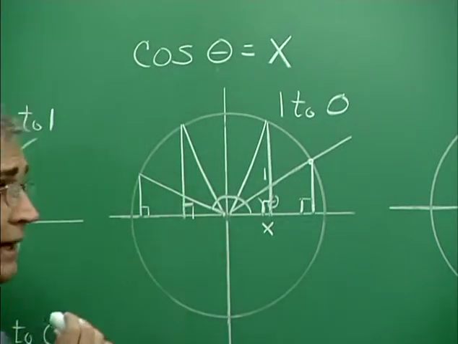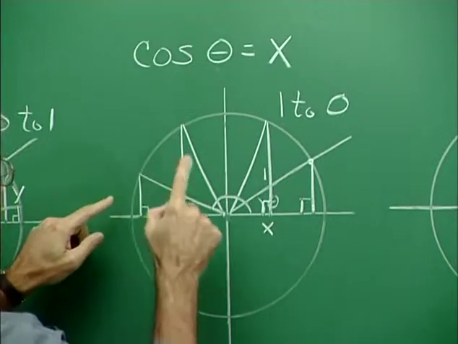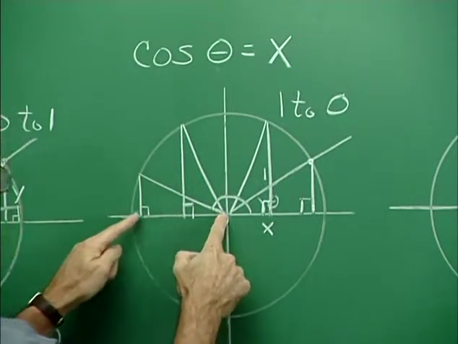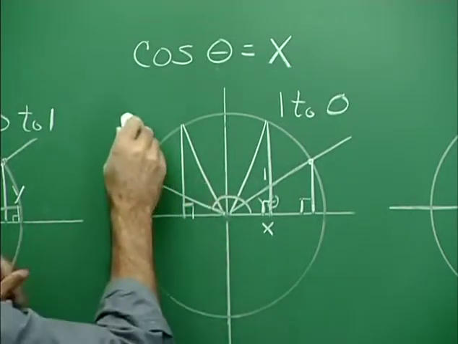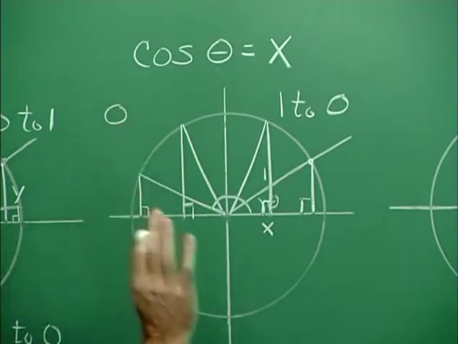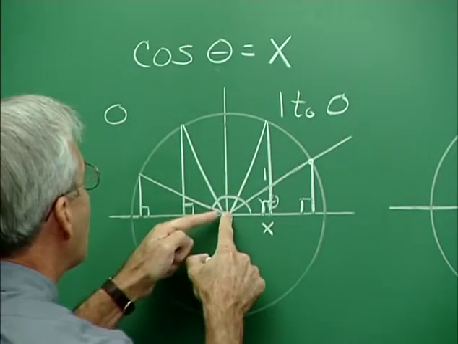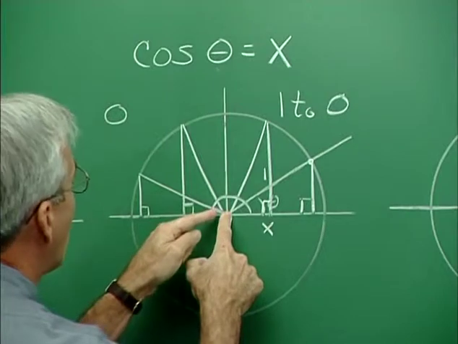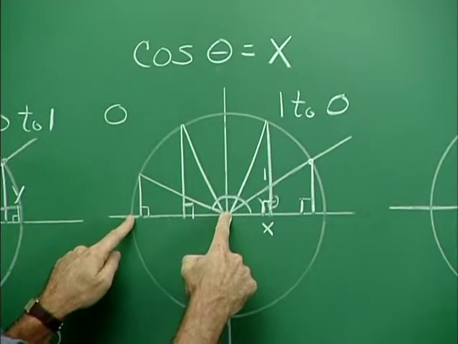And at 180 degrees, the cosine of theta is exactly, well, let's see, -1. So we're going from a 0, now remember, we're talking x's here. We're going from a 0, a horizontal distance of 0, to a horizontal distance of -1. All right.